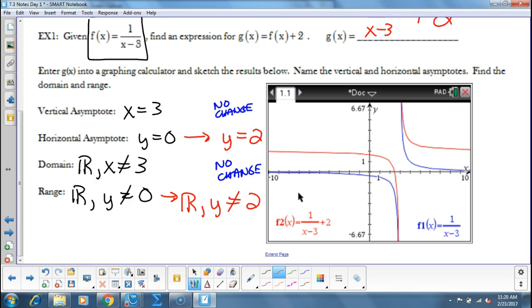Because vertical asymptotes deal with left and right shifts, correct? Horizontal asymptotes should change because we moved that whole graph up 2. Domain, that's a left and a right thing. We're moving it straight up and down. Range, that's an up and down thing. Okay? So only when you shift it vertically, only the vertical things get changed.